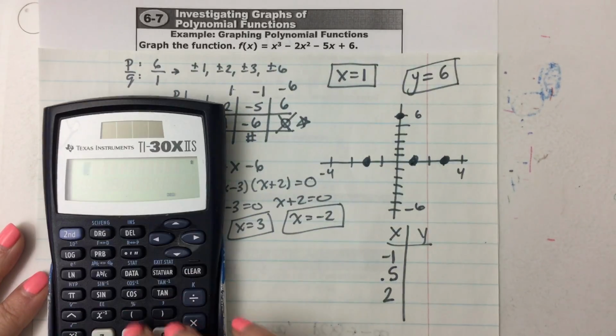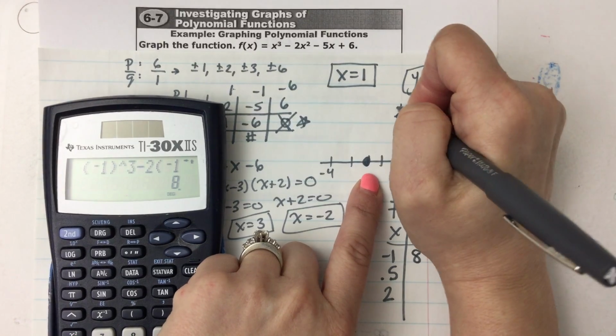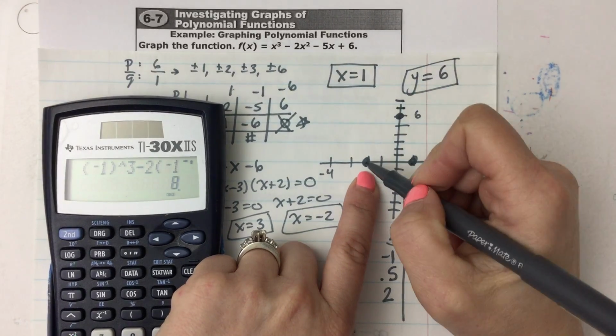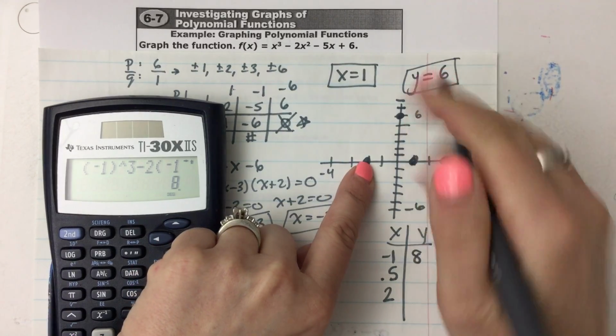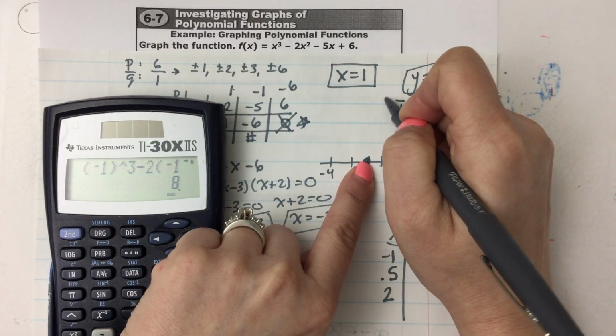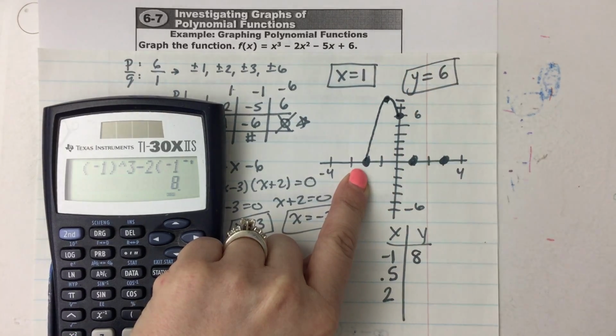So if I go up to the original, negative 1 to the power of 3 minus 2 times negative 1 squared minus 5 times negative 1 plus 6. This is 8. So I have to actually go higher than this point. That's why you can't just assume, hey, I connect. Because in order to connect these 2 points, we have to go through the point negative 1, 8. So this actually goes up before it comes back down.